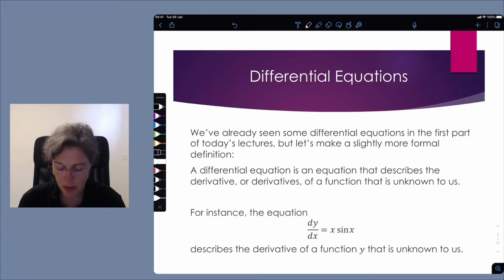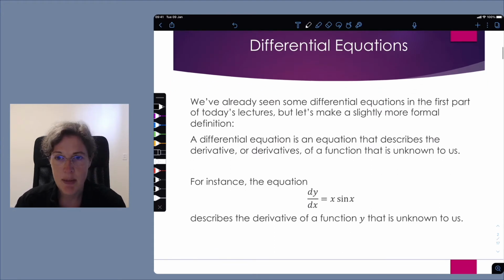So, for example, we could look at this equation here. dy/dx is equal to x sin x. That's telling us about the derivative of some function y, but we don't actually know what y is all about.